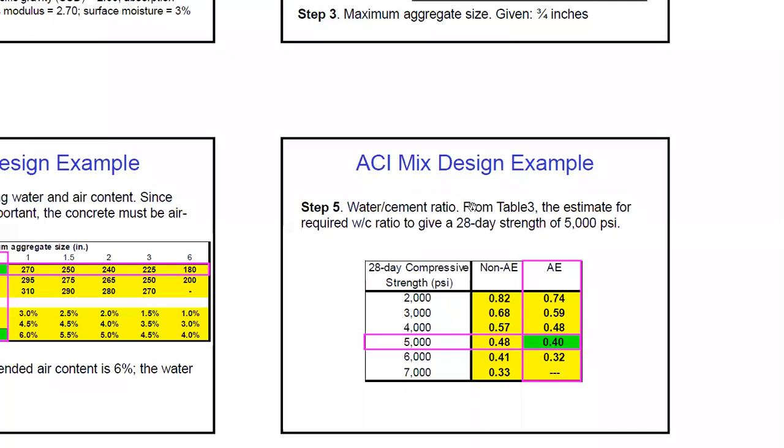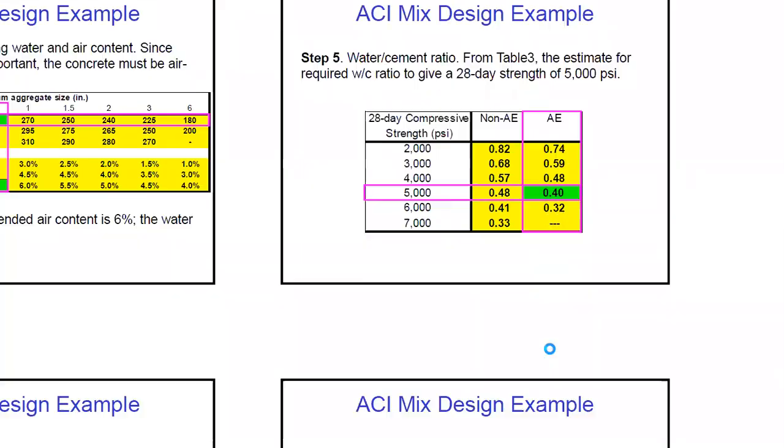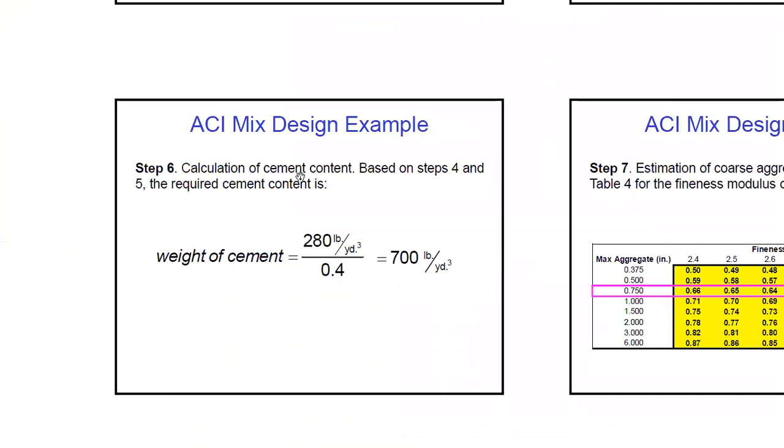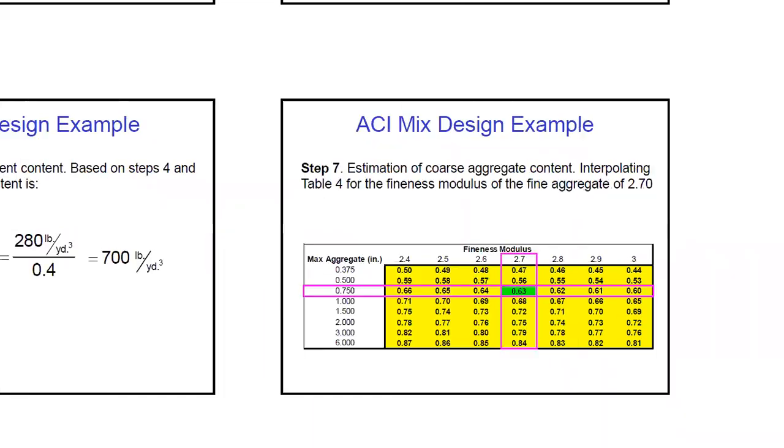Okay. Then what next? Step number 5 is water to cement ratio. From the table, the estimated required water cement ratio to give a 28-day strength of 5,000 psi. So for 5,000 psi and for an air entrained concrete, you are getting a value of 0.40. What else? Now we need to calculate the weight of cement that we need. So the weight of cement is equal to 280, which is the weight of water, divided by 0.4, which is the water cement ratio, which gives you a weight of 700 pound per cubic yard.